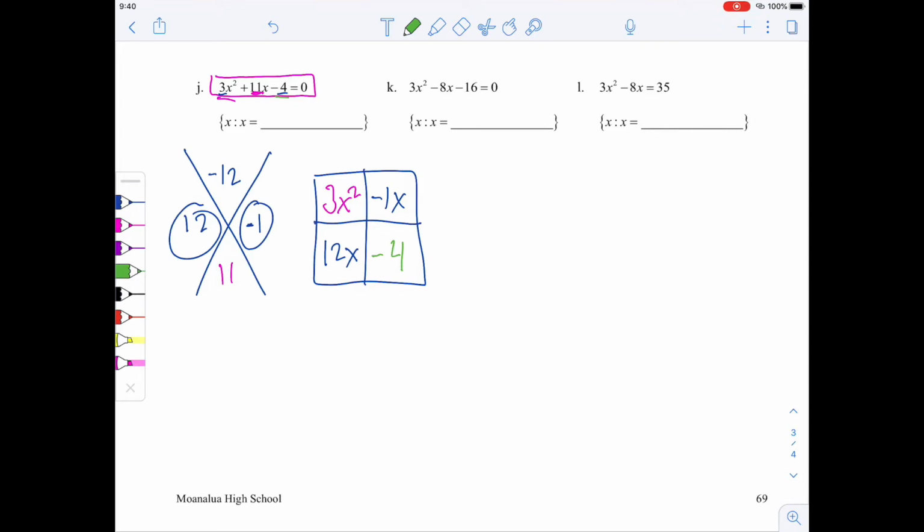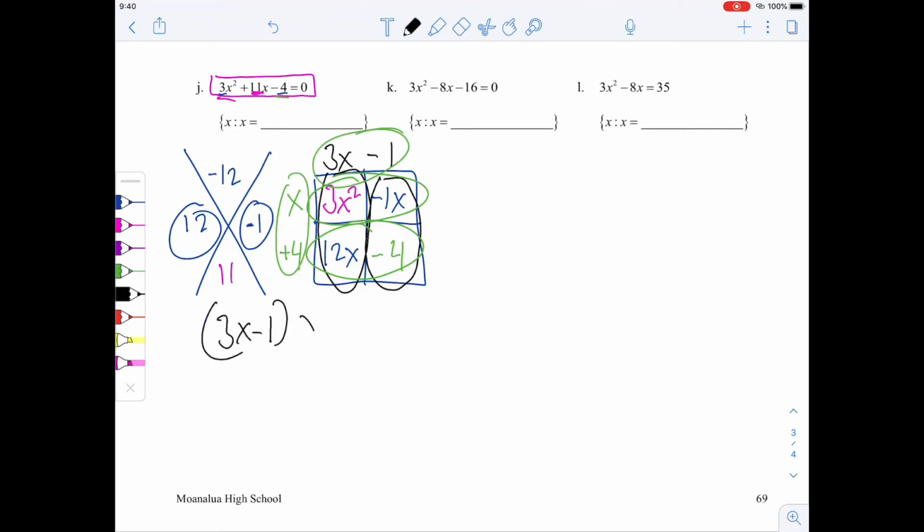And then we're going to find greatest common factors. So the greatest common factor of this one is going to be 3 because they both have a 3. They both also have an x. Then you go to this one. It's going to be negative 1 because they both have a negative 1 in it. Then you go across. This one is just x. Then you go across here, this one's going to be 4, right? Positive 4 in here. So that's your two factors right there: 3x minus 1 and x plus 4.